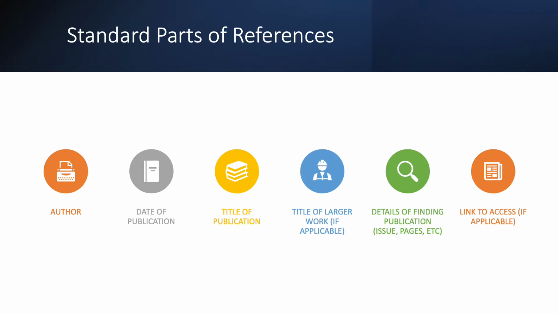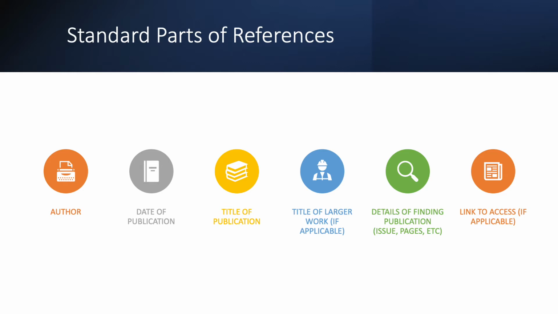The title of a larger work, if that's applicable. So for instance, an article is typically part of a journal. So the title of publication would be the title of the article itself, and the title of the larger work would be the title of the journal in which that article is published.